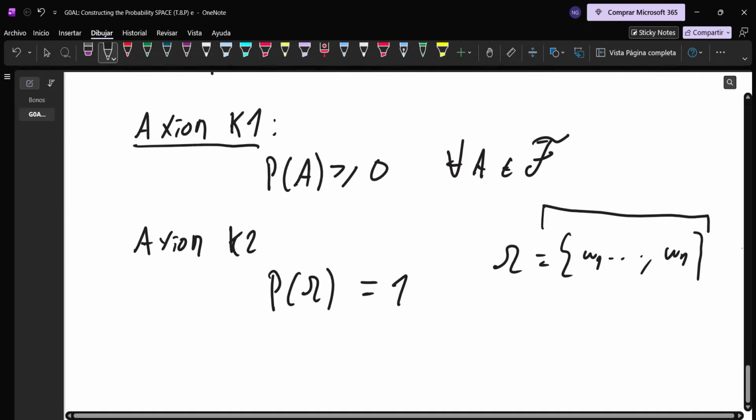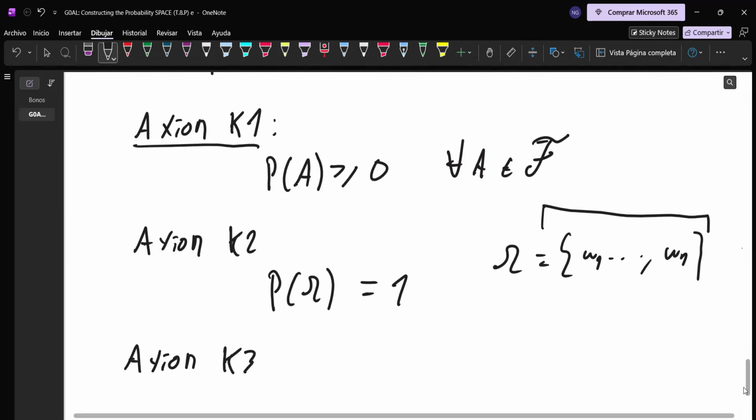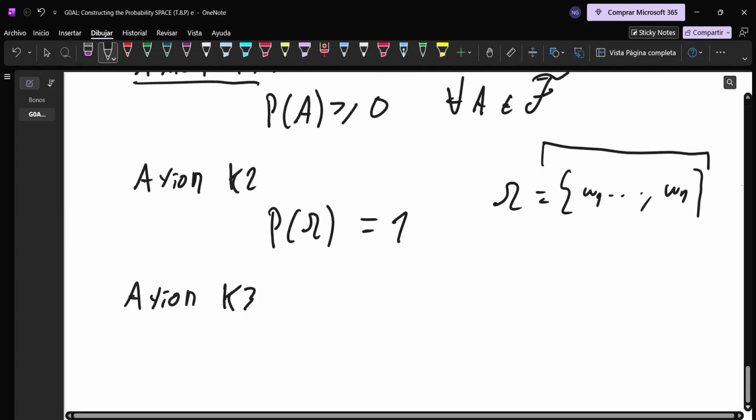I have all the events and the sample space, and the probability of all these events is 1. This is a very good thing. Okay, this is something clear, something trivial. And now axiom 3. This is very, very important. Axiom 3 is the sigma additivity, or the countable additivity.